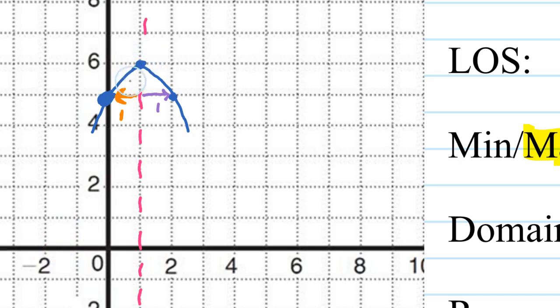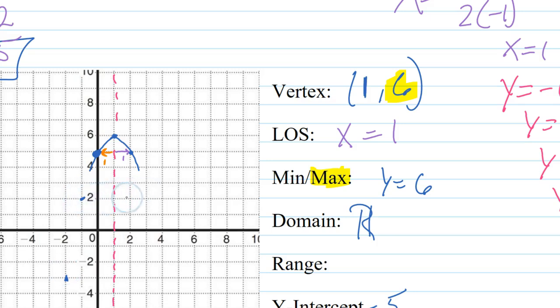Because I know my a value is 1, that means I'm going over 1, down 1, over 2, down 4, over 3, down 9, and then you have the mirror image. So if I went 2 to the left, then I'm going 2 to the right, and if I went 3 to the left, then I'm going 3 to the right, and you can finish drawing your graph. Put arrowheads on it because it's going forever.